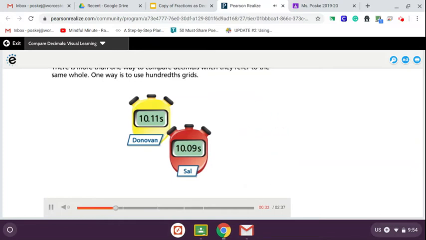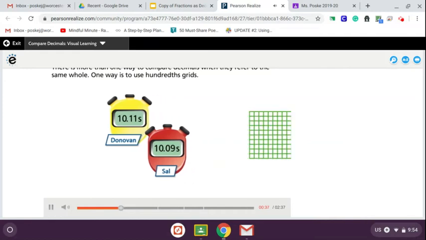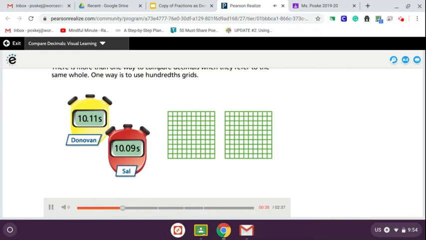There is more than one way to compare decimals when they refer to the same whole. One way is to use hundredths grids. For 11 hundredths, there is 1 tenths column and 1 unit square shaded. For 9 hundredths, there are 9 unit squares shaded.